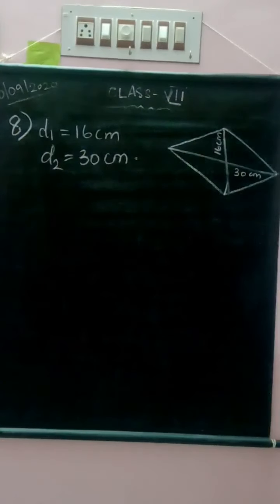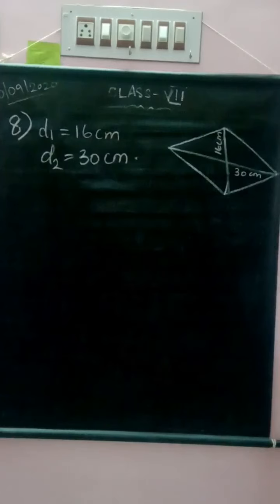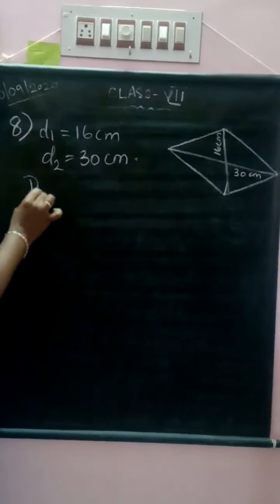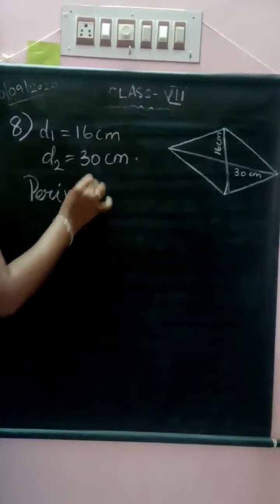The final question of this exercise and this lesson is 8th question from exercise 6.5. The question is, diagonals of a rhombus measure 16 centimeters and 30 centimeters. Find its perimeter. Okay. So we are going to find the perimeter.